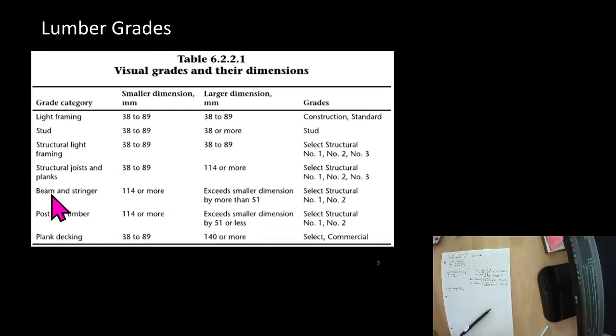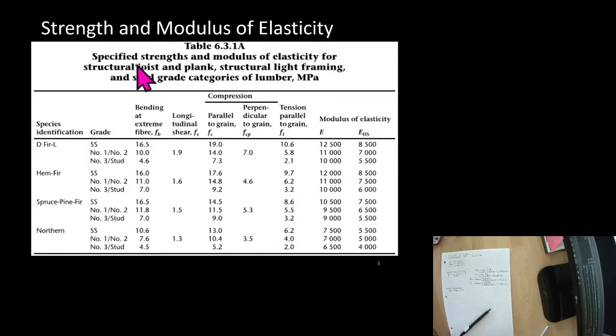That's kind of kooky. Well, the beams and stringers were when we were using something somewhat chunky. Look, we needed something 114 or more as the smaller dimension. So well outside of the range of this. And plank decking maybe might have worked, except it was select or commercial. So the only thing that meets all of our criteria are the structural joist and plank table. So that means specified strengths and modulus of elasticity for structural joists and planks.